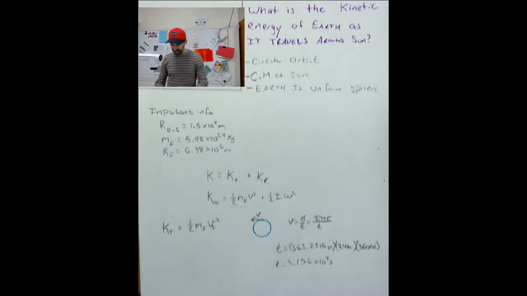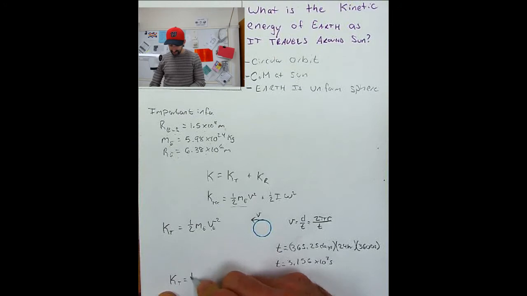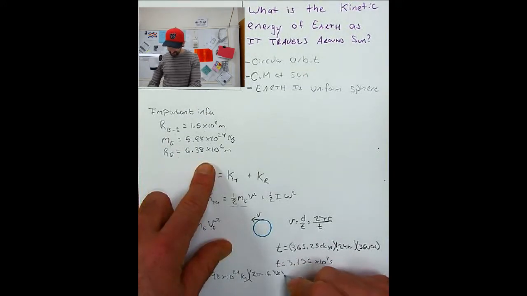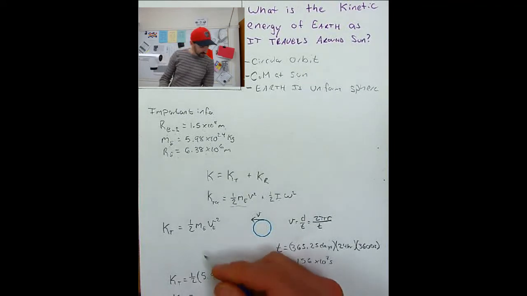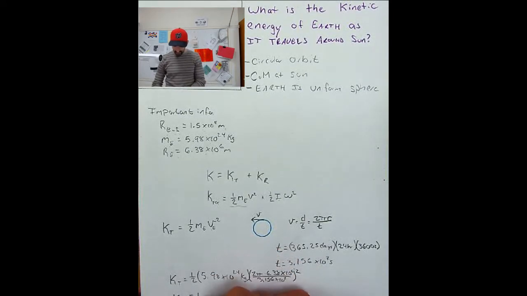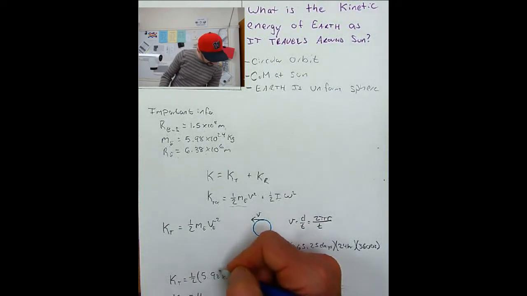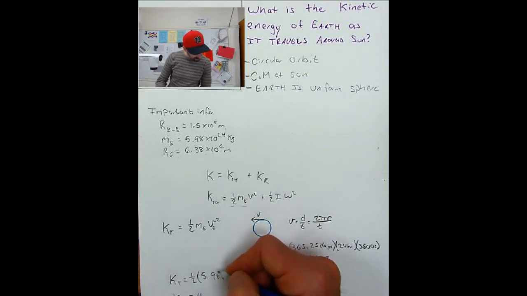So now my translational kinetic energy, calculator error. I got my translational kinetic energy to be 4.28 times 10 to the 32, I'm sorry, 82.